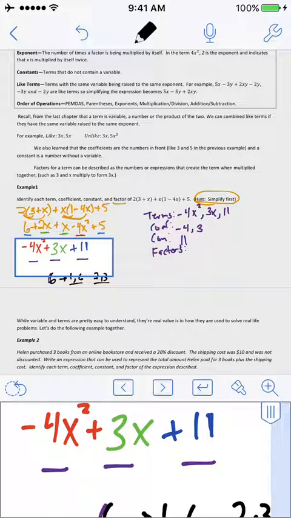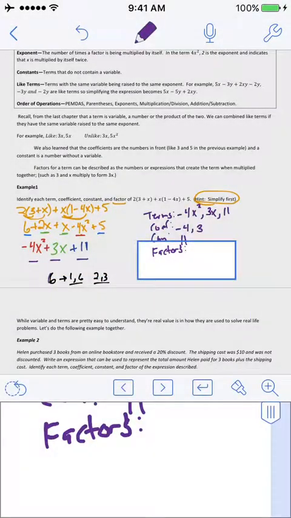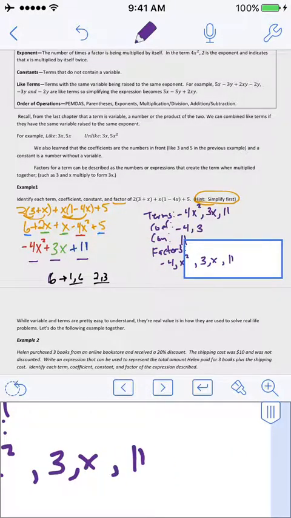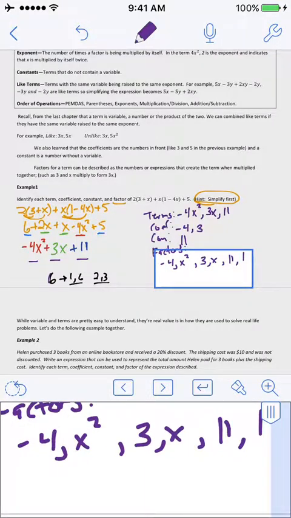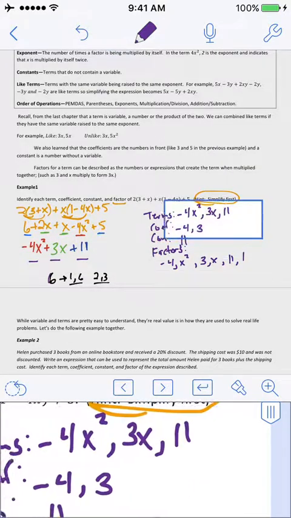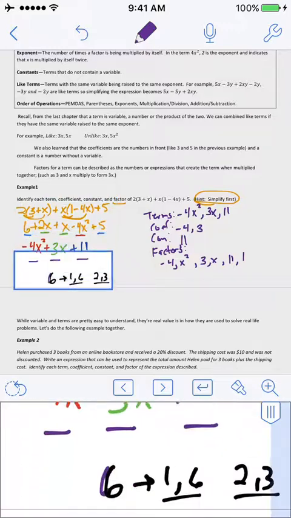So the factors of the terms are the things you are multiplying together. So the factors here would be -4 times x squared, 3 times x, and then 11 also has another factor. What's 11 being multiplied by? Technically x to the 0, right, or 1. So there are 6 factors for this 3-term polynomial. There always should be twice as many factors as you have terms. Alrighty, so that's just a little breakdown of all of the expression parts.